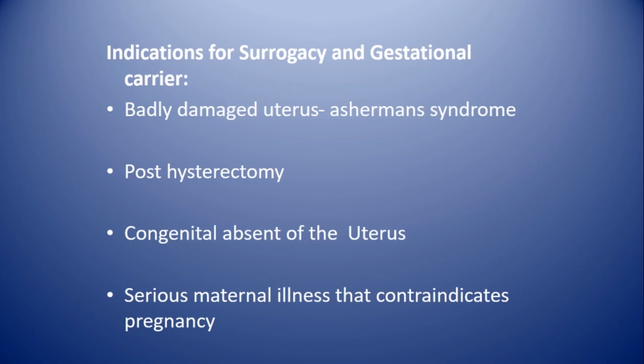So, indications for surrogacy and gestational carrier: a badly damaged uterus, like in Asherman syndrome. There are some Asherman syndrome cases that go through repeated treatment and yet you are not having any leeway. Such people will benefit from a gestational carrier. Post-hysterectomy, that is removal of the womb for whatever reason, such women may benefit from a gestational carrier. Congenital absence of the uterus, and serious maternal illness that contraindicates pregnancy. For example, somebody that has heart disease, New York Heart Association Class 4, who is already tired at rest, cannot carry a pregnancy. So such people will need a gestational carrier.